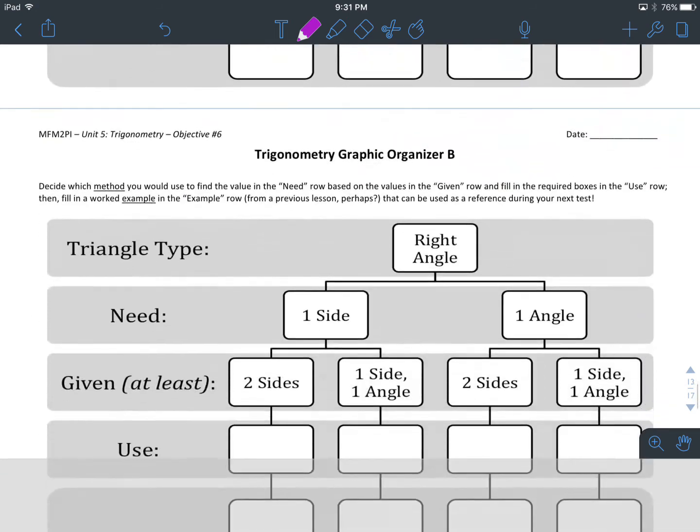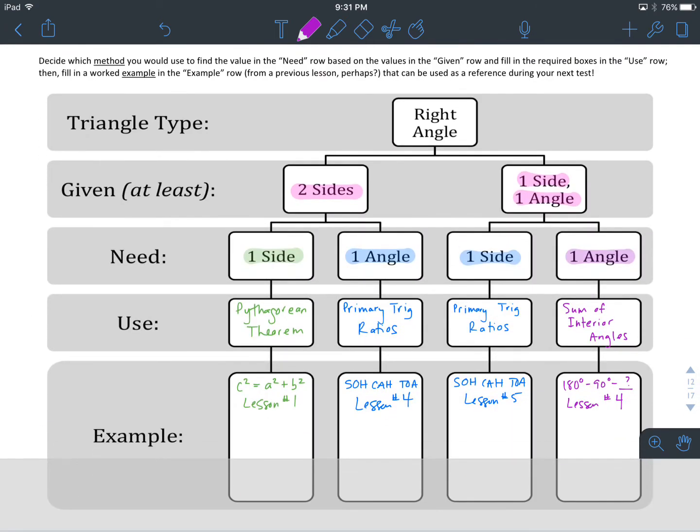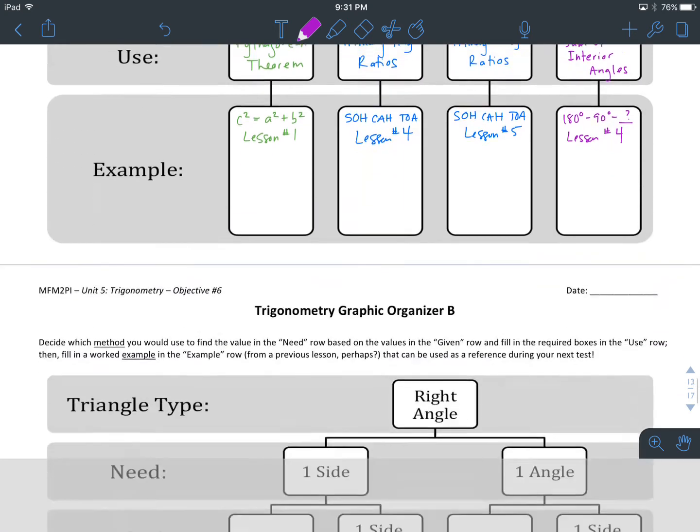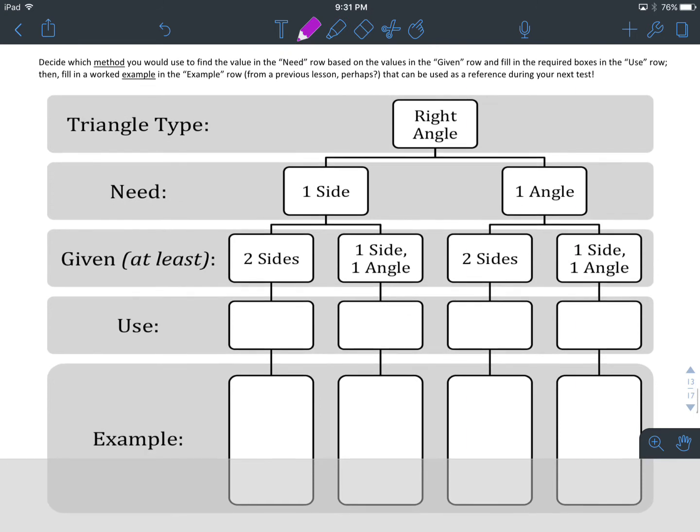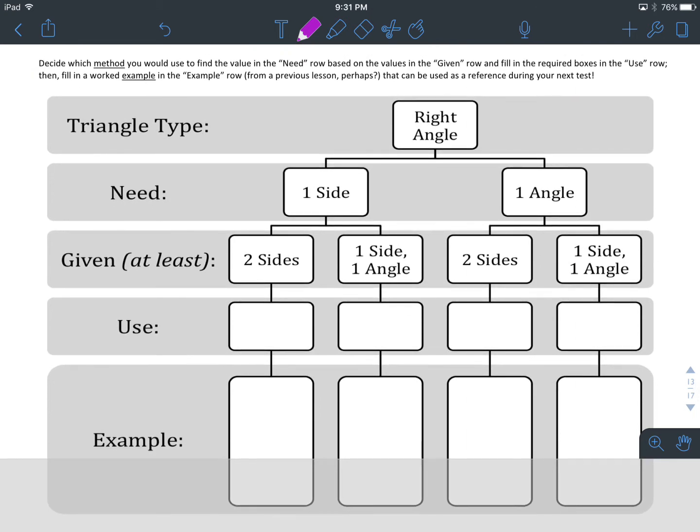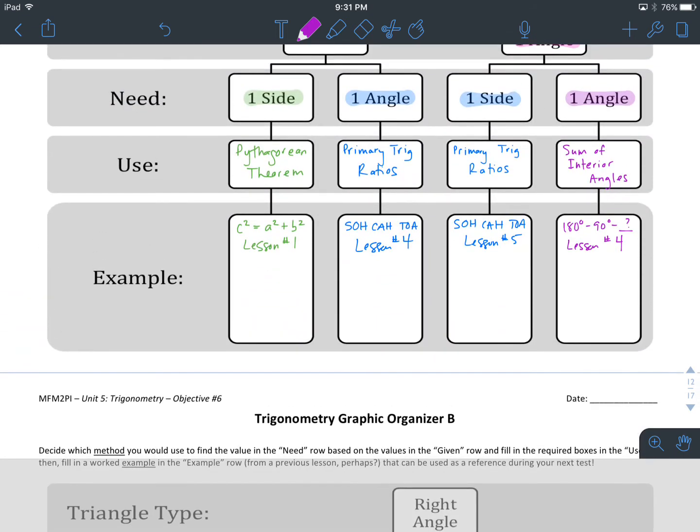It's sort of the same thing. You'll notice how in this one we're focusing on what we've been given and then subsequently what it is that we need to find. But we could also consider this from the other perspective, which is what if we need to find a side and we've been given 2 sides already? In a lot of ways this is going to be a very similar graphic organizer.